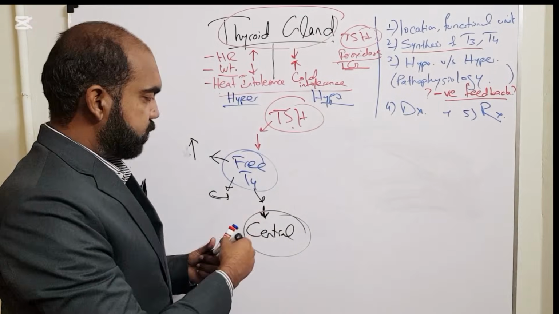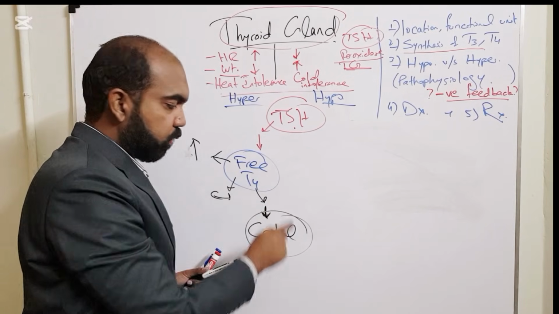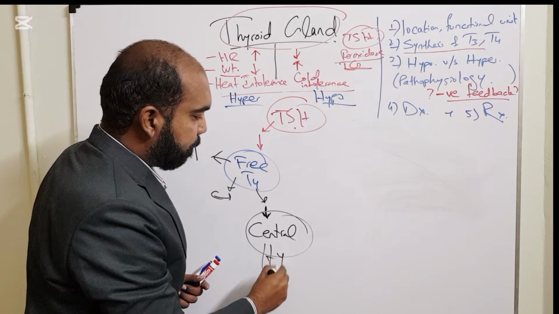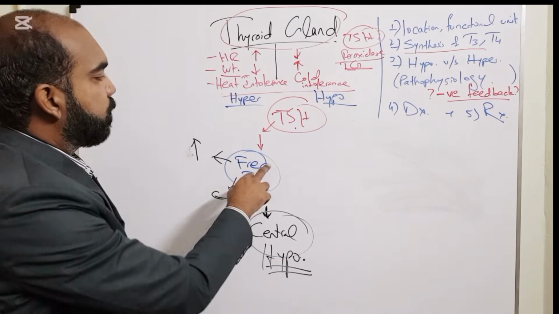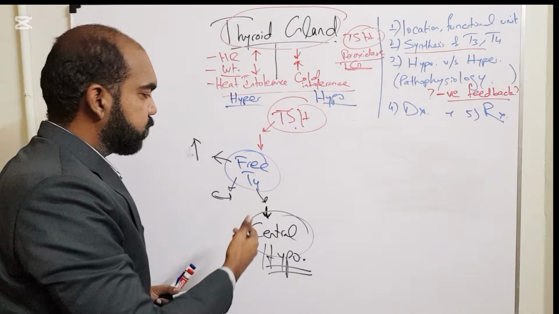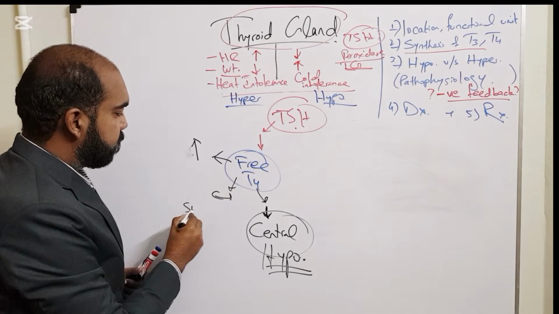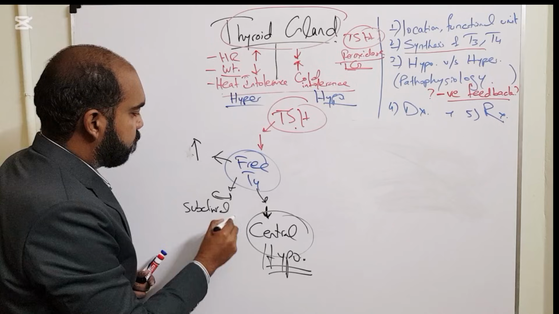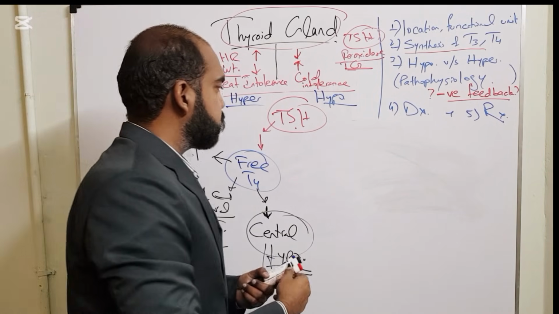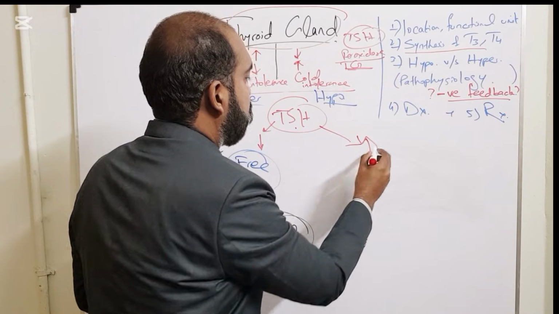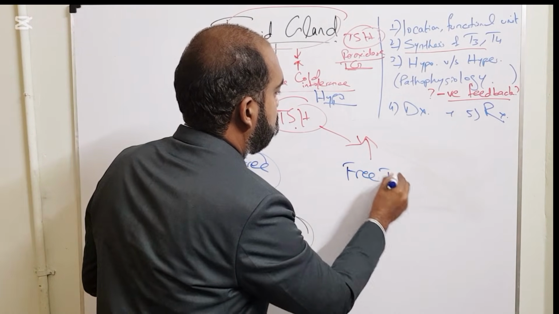So if there is decreased TSH with decreased free T4, then we would say central hypothyroidism. Okay? Of course, the presentation would be of hypothyroidism, not of hyperthyroidism. And if free T4 is normal with decreased TSH, then it would be subclinical hyperthyroidism. In case of increased TSH, we again check the free T4.